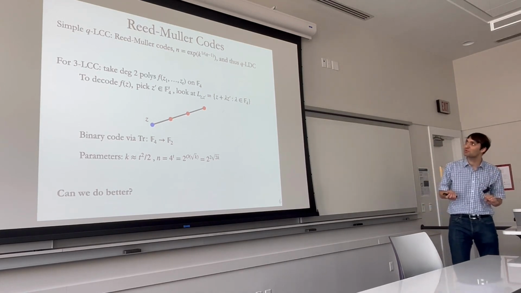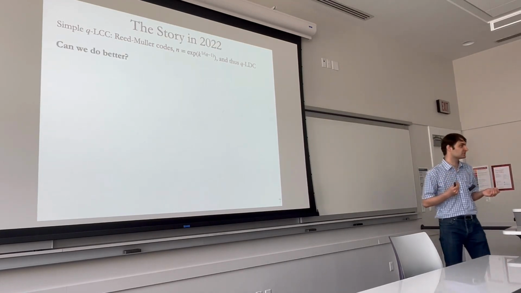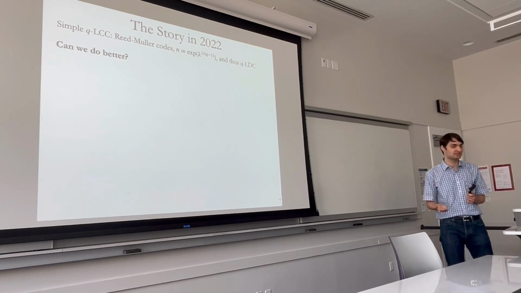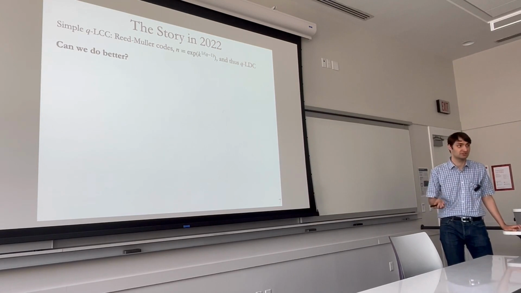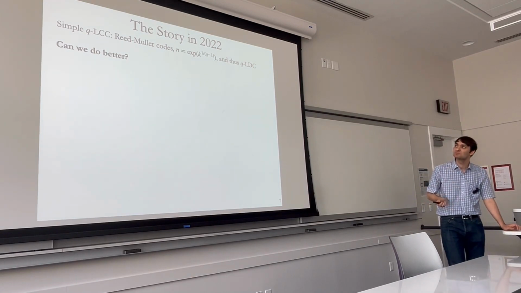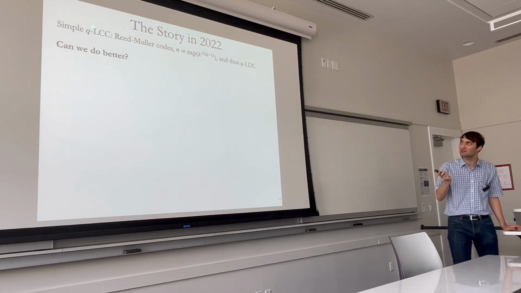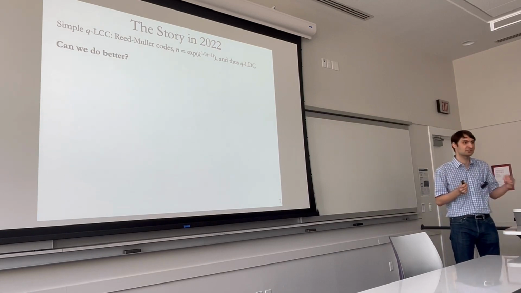So what I want to do now is wind the clock back 2 years and tell you all the stuff that we knew about this problem as late as in 2022. So what I'm going to do here is, well, if you want to investigate if you can do better than Reed-Muller codes, you should probably just start setting values of q.